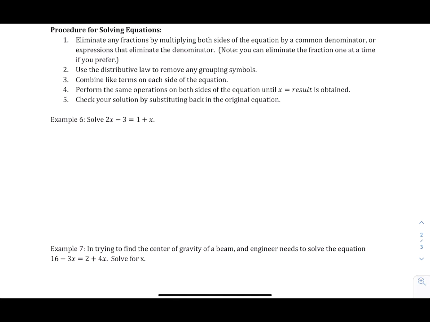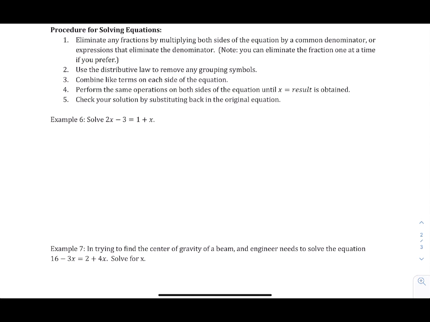Some equations are going to have a lot more operations that we need to deal with. So the procedure that you should follow is first eliminate any fractions. You'll do that by multiplying both sides of the equation by a common denominator, and that will allow you to eliminate all of the denominators. Now you might find it easier to eliminate just one fraction at a time, and then you don't have to worry about what that common denominator is.